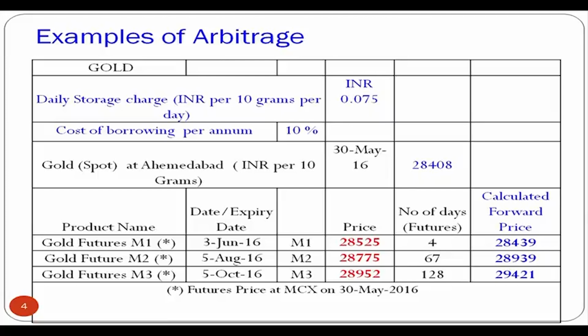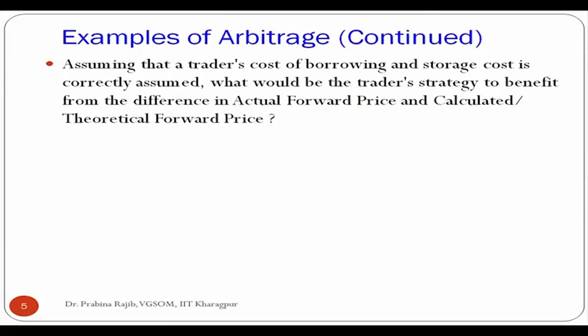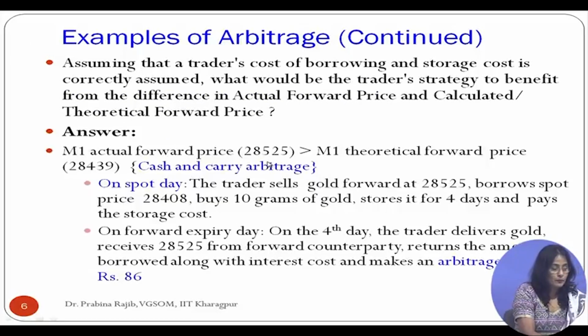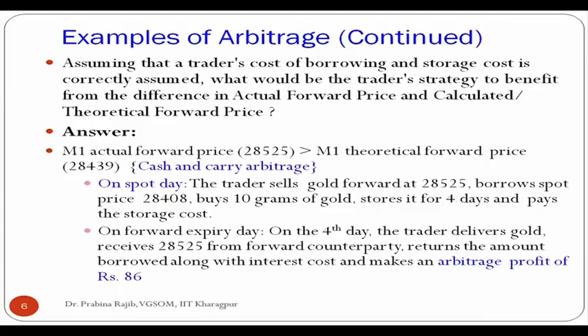So what is going to be our cash and carry arbitrage strategy? We will borrow cash, buy gold and simultaneously enter into a contract to sell a futures contract. This is my question to all of you. Answering the discussion on what the arbitrage profit will be when the trader undertakes cash and carry arbitrage, it shows the cash and carry arbitrage profit to be 86 rupees.